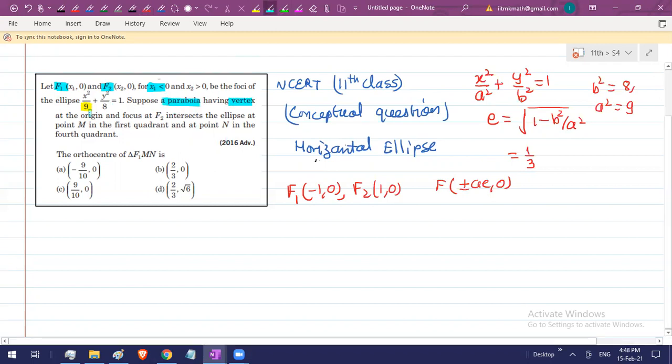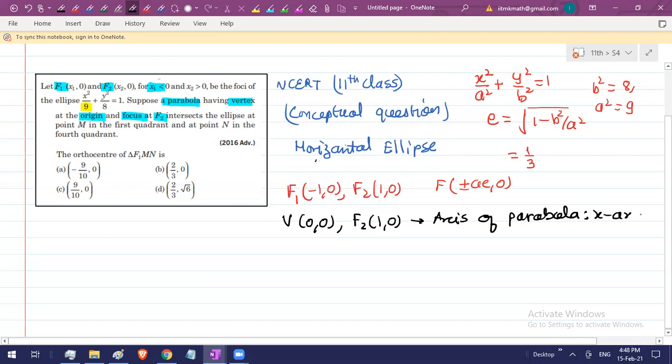The parabola has its vertex at the origin and focus at F2. If you make this parabola, you will see that 0, 0 is the vertex, and the focus F2 is 1 comma 0. So you can see that the axis of the parabola is the x-axis. First of all, you decide the axis of the parabola, and then the standard equation is y square is equal to 4ax.